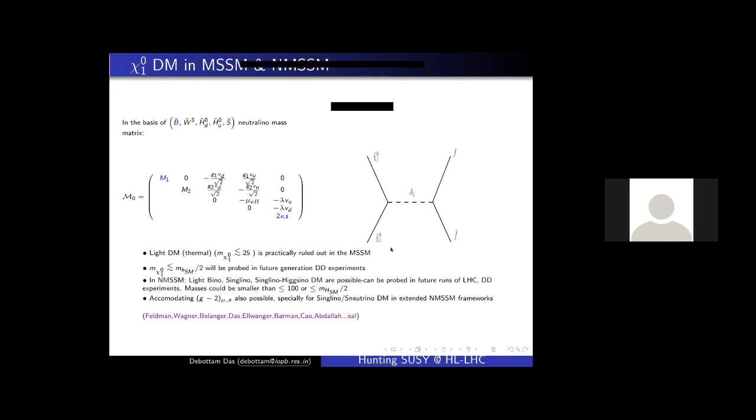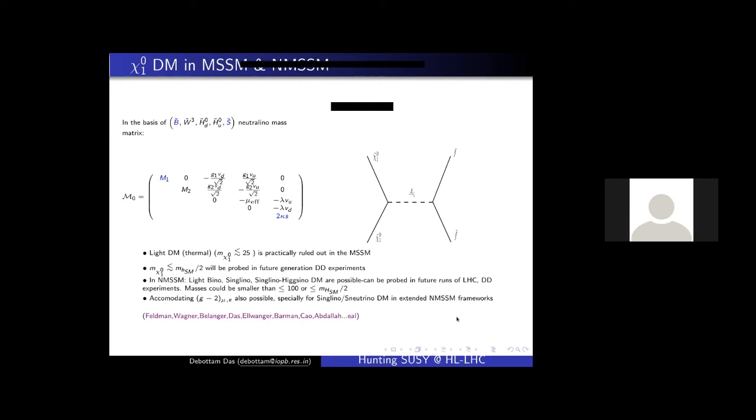And this has been studied in recent times by Ashish Krishna Dutta and his collaborators, and then Biplob and his collaborators have also done these studies. What they find is that the neutralino can be very light, its mass can be less than 100 GeV or even 60 GeV. Another important point that I found is that accommodating the anomalous magnetic moment of electron and muon, both are possible, specifically for singlino or neutralino dark matter, but not in the Z3 NMSSM framework, so one has to go beyond this simple framework.